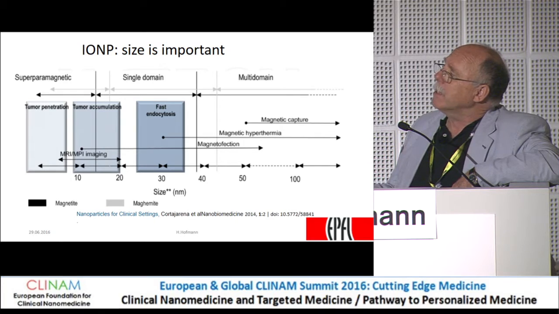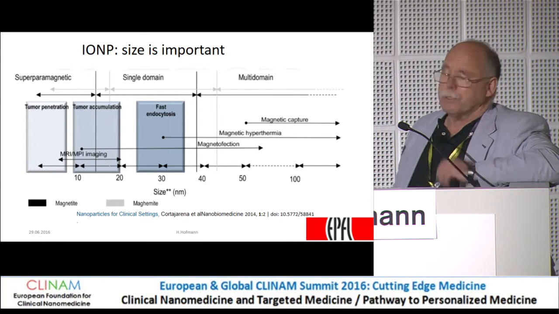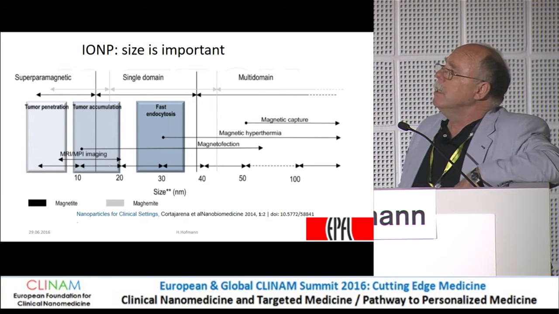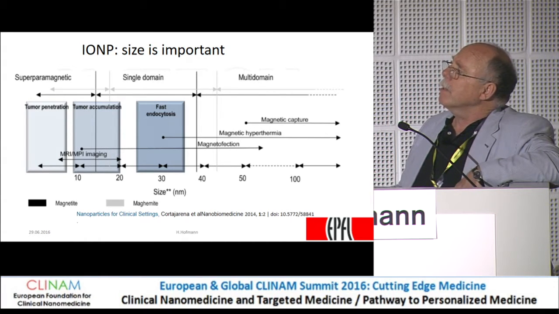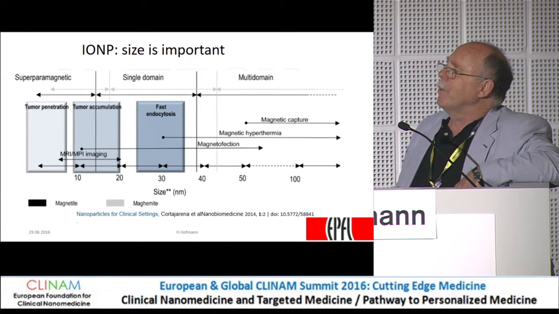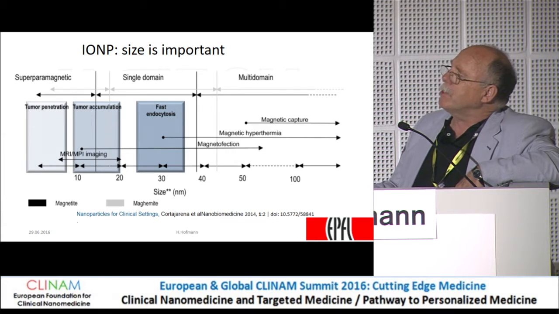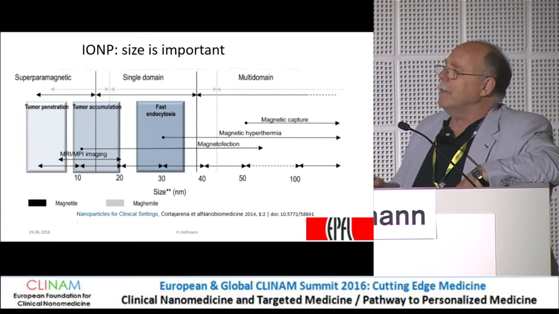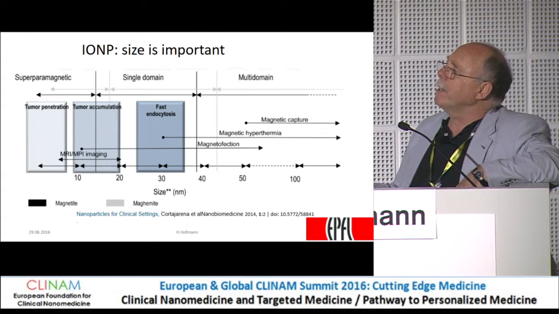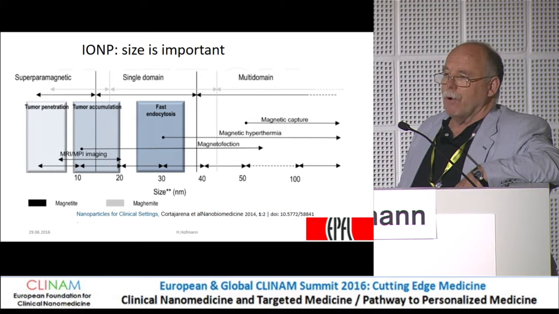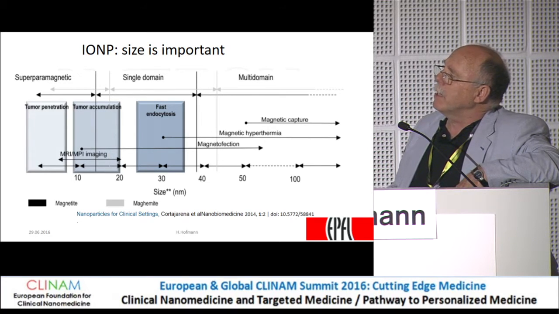If you look now at the applications of these particles, we have imaging here. The very small superparamagnetic particles are for imaging, MRI contrast agent. Then we have magnetofection, which means more or less transport in vitro, not in vivo normally. Then we also have the very interesting application of magnetic hyperthermia. So if you change the size, you change the magnetic properties. At the same time, you also change the biological properties, so that we have tumor penetration, accumulation. Then we also have fast endocytosis if they are a little bit larger.